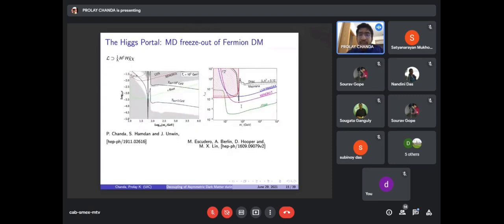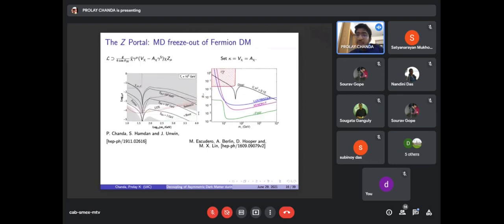Next, we do the same for different dark matter particle physics models. Here we consider Fermion dark matter, and on the left we show the matter-dominated scenario, and on the right the radiation-dominated scenario. As you can see, for the radiation-dominated case only the resonance region is allowed. For the matter-dominated scenario, we again have a large chunk of parameter space where we can still detect the dark matter. And we do the same for the Z portal.